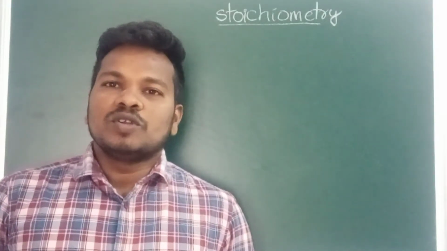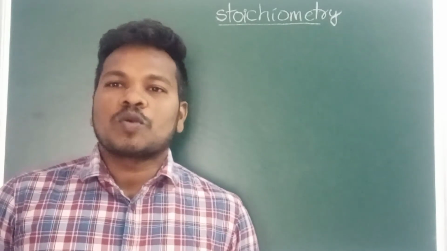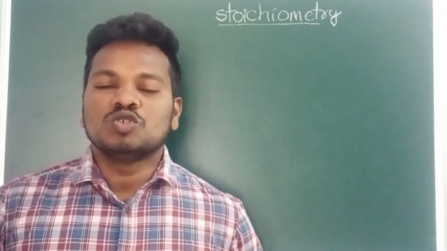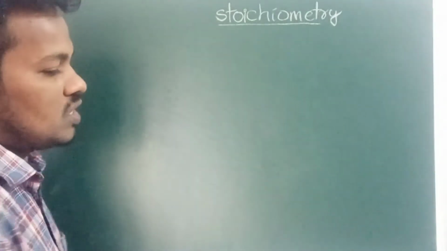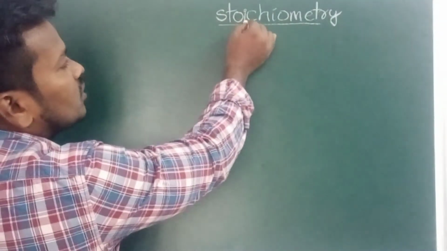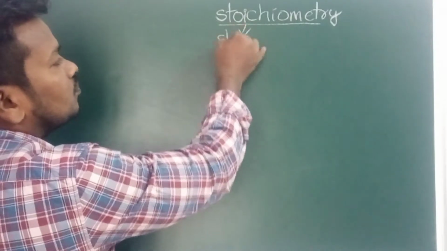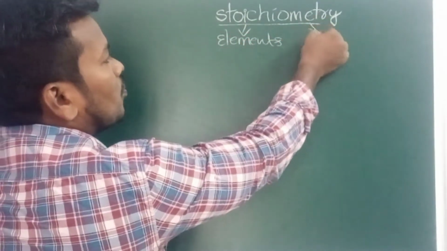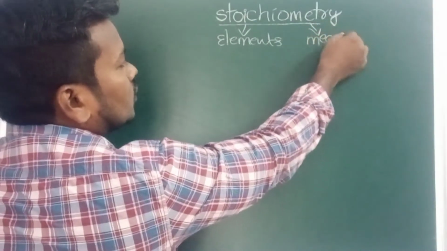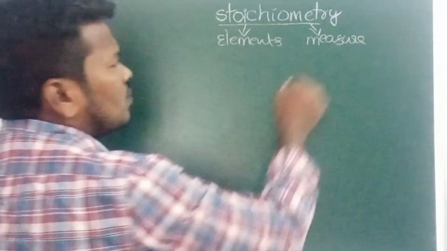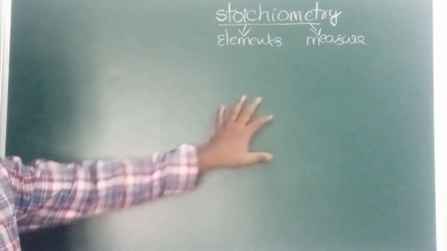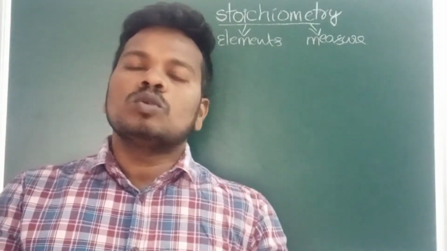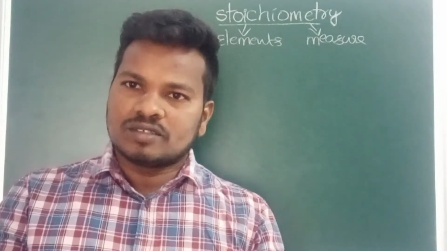So today we are going to discuss the topic called stoichiometry. What is meant by stoichiometry, and how is it useful to us? If you see in Greek, stoichio means elements, and metry means measurement. So in a given chemical reaction, stoichiometry helps us to find out the various quantities.